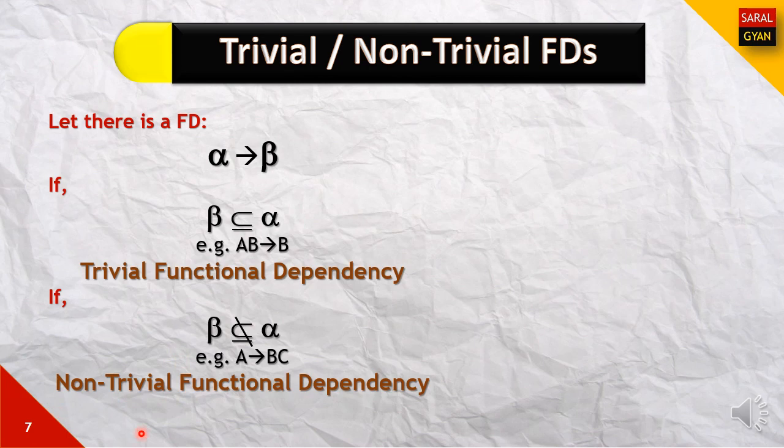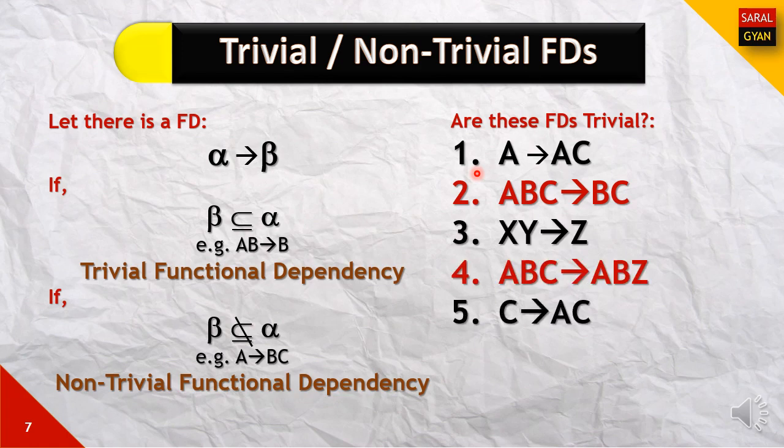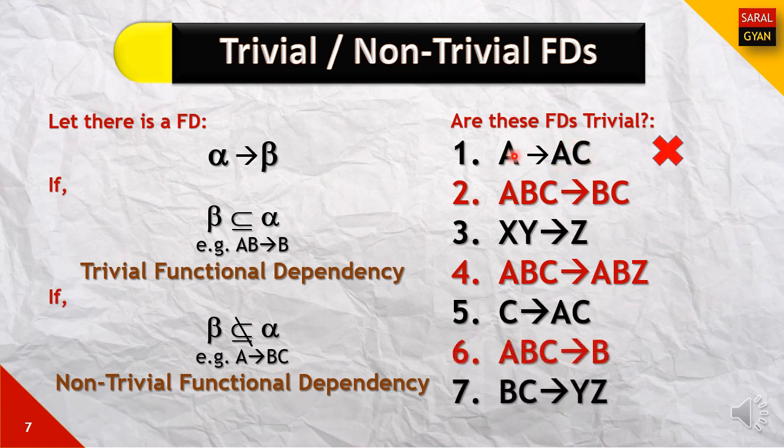So basically in database management systems, we deal with the non-trivial functional dependencies. For example, A to BC: both attributes B and C are not available on the alpha side, hence A to BC is a non-trivial functional dependency. We'll see a couple of examples. Are these functional dependencies trivial? So these are the functional dependencies. A to AC: on the beta side, C is not available on the alpha side. That means this functional dependency is not trivial.